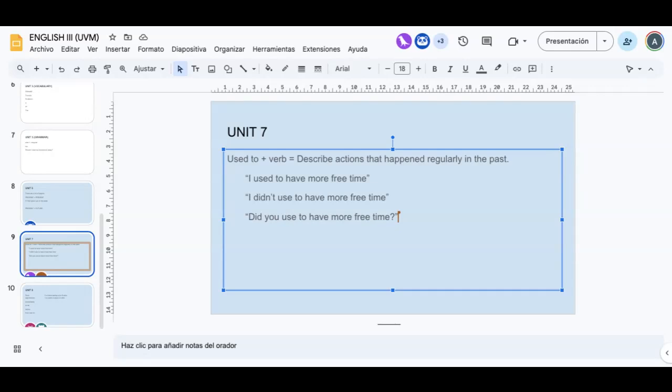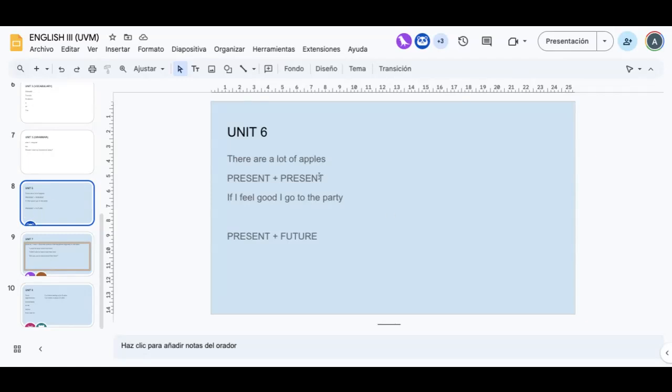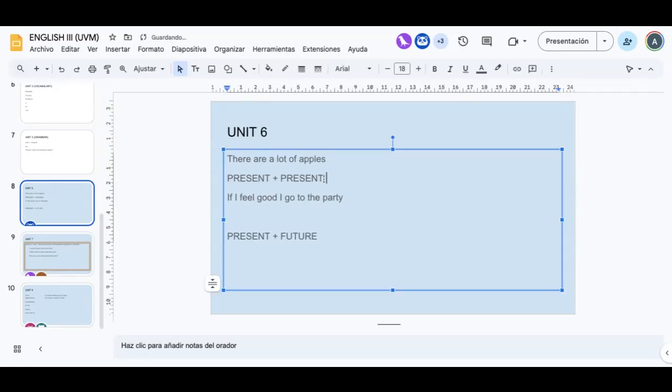Future is for future possibilities in conditions. Thank you. And the present, present plus present. Remember that in formal terms, present plus present, just let me return to the presentation. Present plus present is going to be the zero conditional.